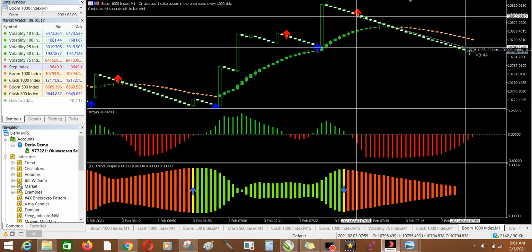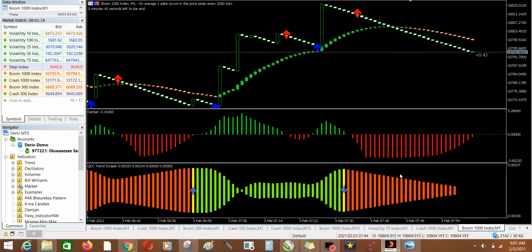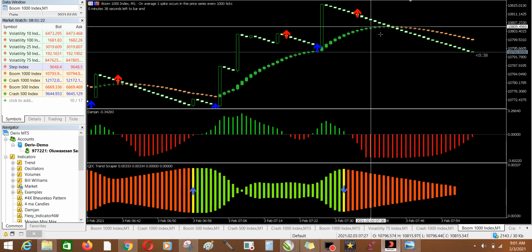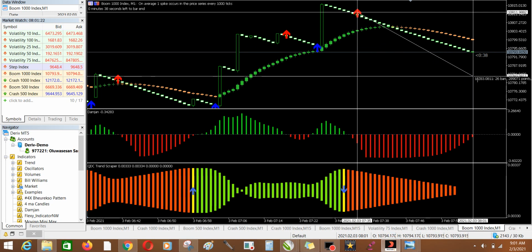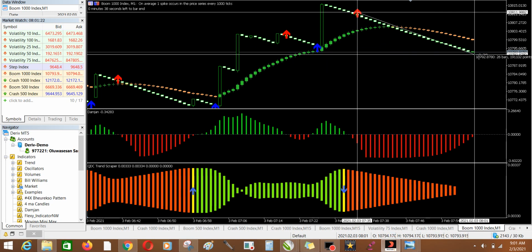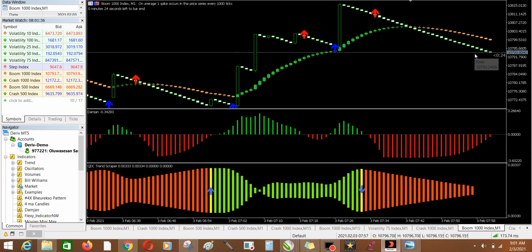Once you notice that the red histogram for a sell signal is narrowing down, then you should exit the market. You can also exit the market that way because it shows that it can start spiking any moment from there. So these are some of the good features of this indicator, and you can use it to trade successfully.